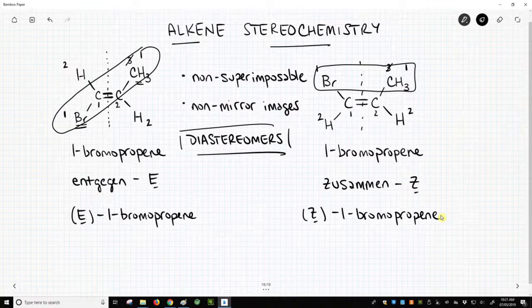So we do encounter stereochemistry frequently in alkenes, and so we need a way to discuss these alkenes. They're diastereomers of each other, and we use this easy nomenclature tool to distinguish between these 2 stereoisomers.